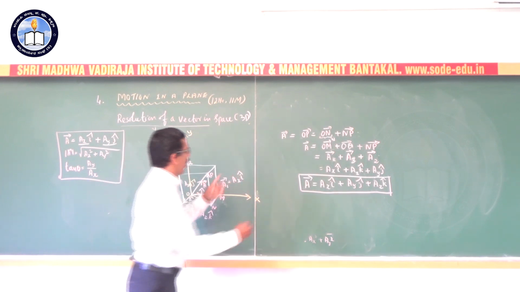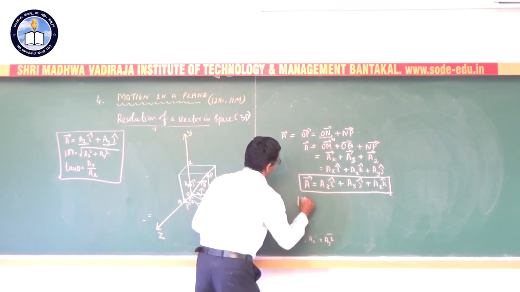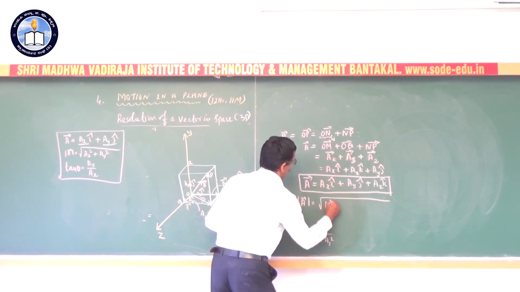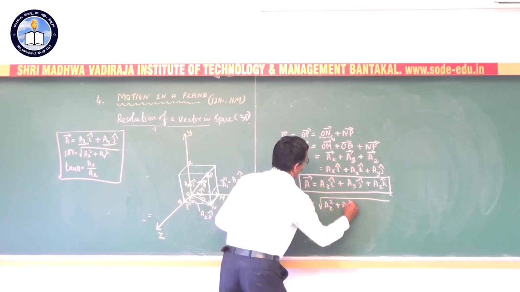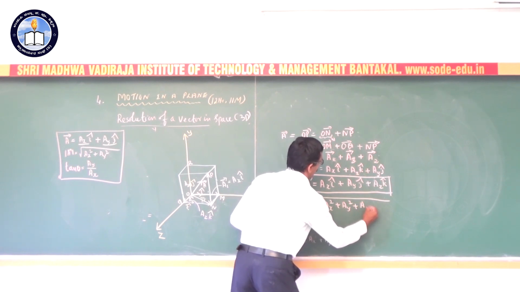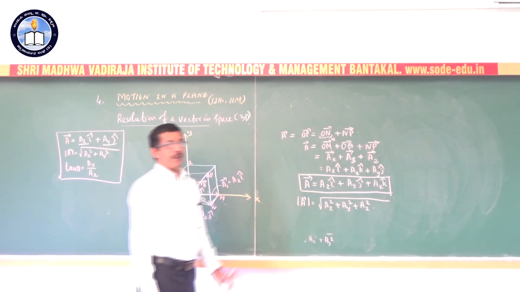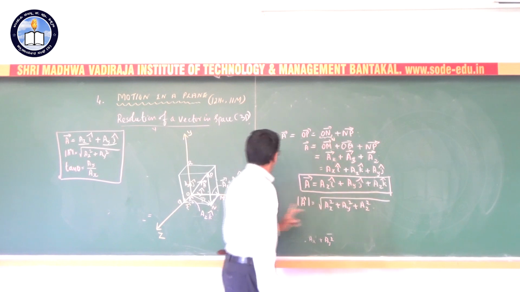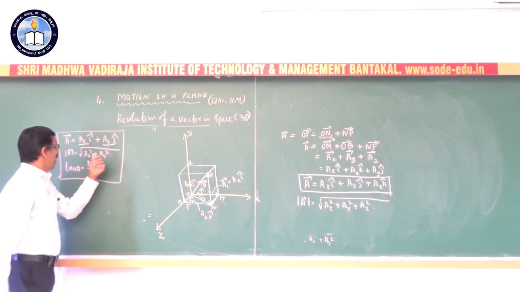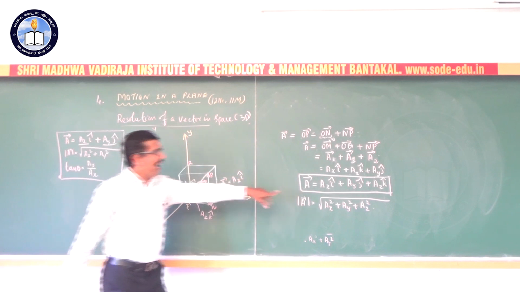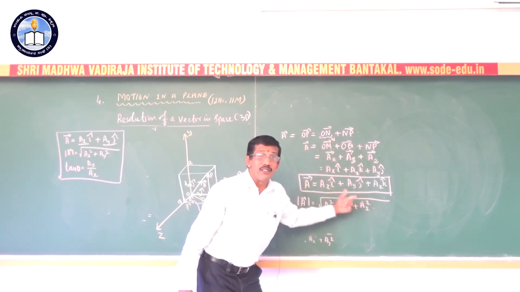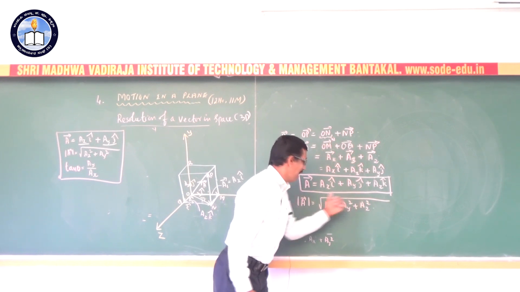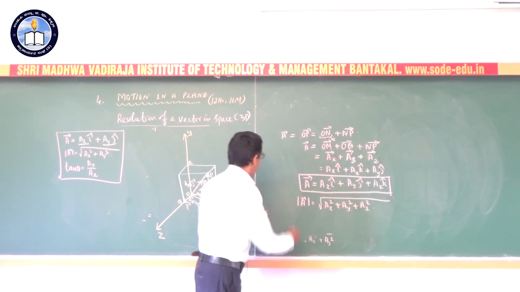What is the magnitude of this vector? Clearly, the magnitude is nothing but the square root of AX square plus AY square plus AZ square. Here one more term adds up for the Z axis. So, AX square plus AY square plus AZ square, take the square root, will give the magnitude of vector A.